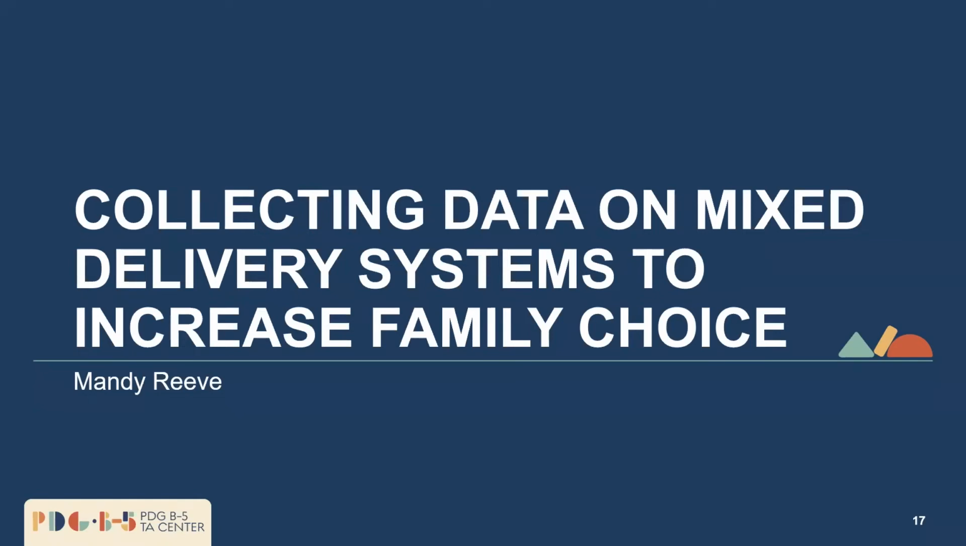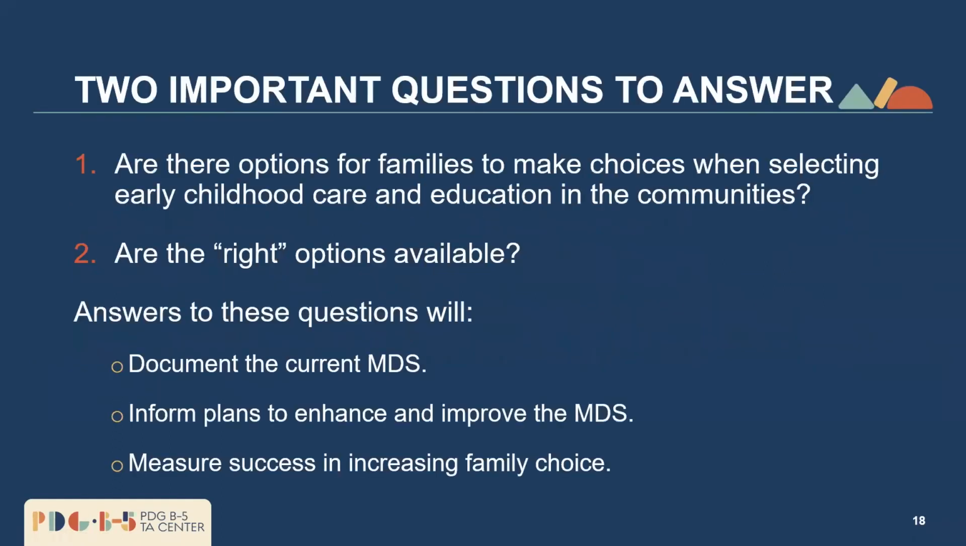So next I'm going to dig into collecting data on mixed delivery systems to increase family choice. So not necessarily everyone's favorite topic, but the data is so important to helping parents know what's there, helping the state know how to serve families. And you'll see in the brief that it sounds like there were some issues getting access to it, but Howard was able to put the PDF in the chat.